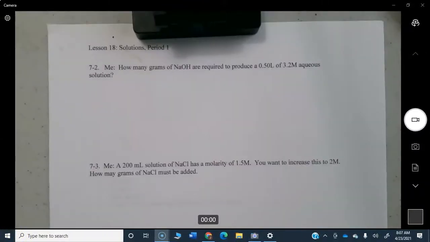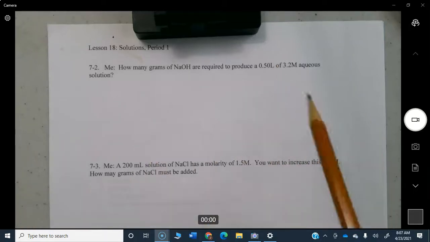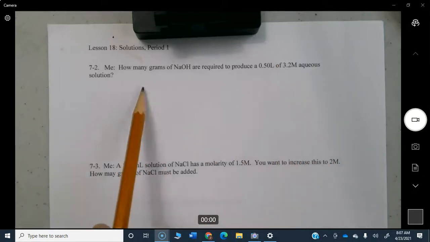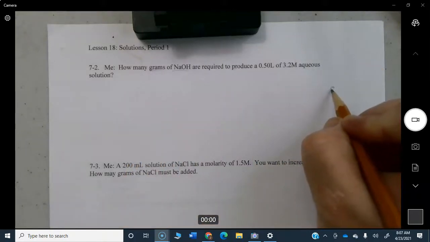Okay, we're on 7-2. How many grams of NaOH are required to produce 0.5 liters of 3.2 molar aqueous solution? So again, you're given two numbers, and we've seen this before and earlier. So, well, first of all, what are we looking for? We're looking for grams of NaOH. So let's go ahead and put that over here.